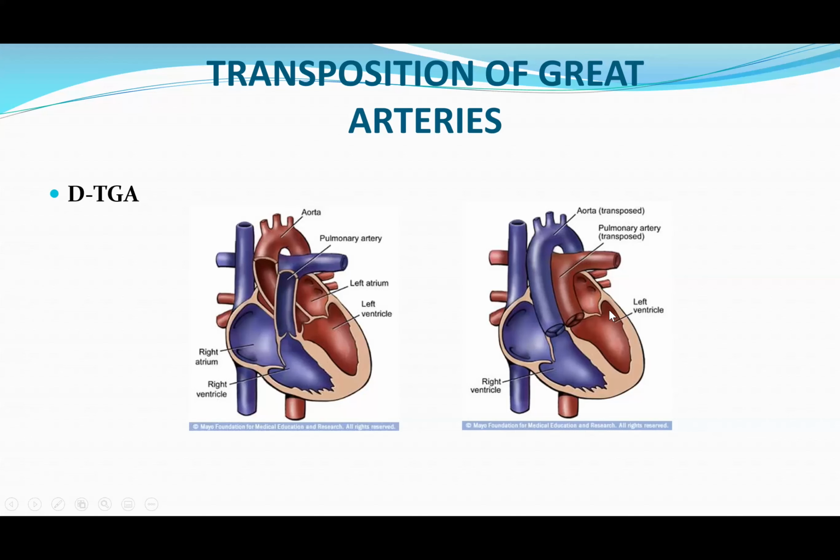Whereas the pink blood comes from the lungs, the pulmonary veins, across a mitral valve, left ventricle, then through a pulmonary valve back to the lungs. So the two circulations are sort of independent. So in this case, when they are born, they are blue.